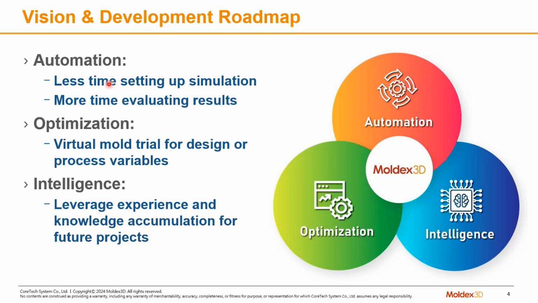Automation is basically we are going to help our users to save more time on the simulation, and you will have more time to evaluate results. We also are trying to help our users to virtually do the optimization, either from the part design, material selection, process condition, etc. And then we also are going to use the AI tool to leverage our experience or our accumulated knowledge for future projects.